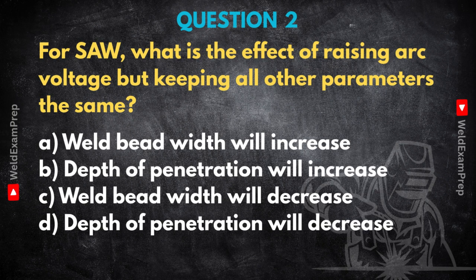Your options: A, weld bead width will increase, B, depth of penetration will increase, C, weld bead width will decrease, or D, depth of penetration will decrease. What happens when you turn up the voltage? Okay. For this one, the correct answer is A, weld bead width will increase.